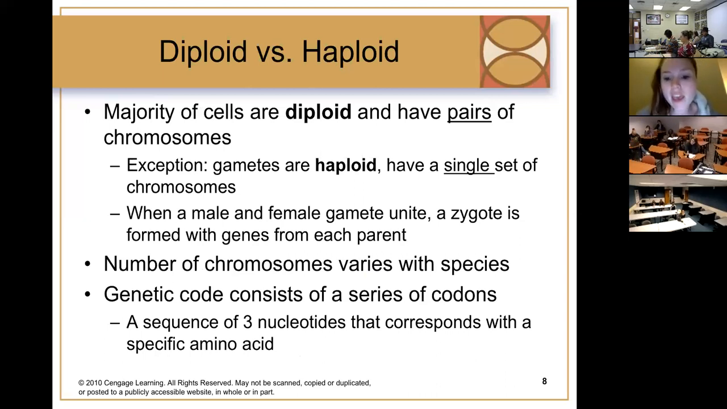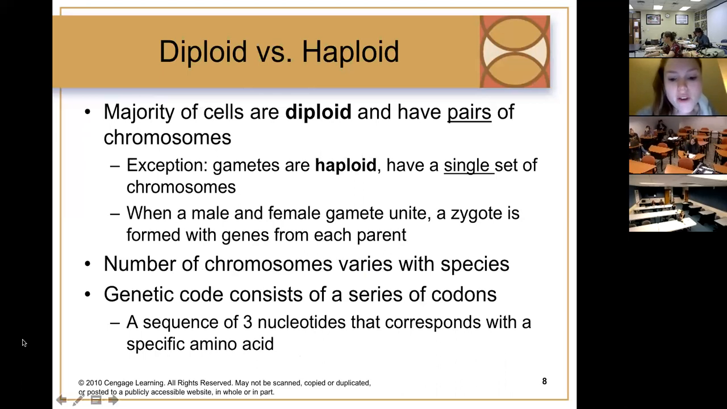So when a male and female gamete unite, a zygote is formed, and that zygote will carry genes from each parent. They'll have one set of chromosomes in each one, and then that'll come together, and the zygote or fetus will have a pair of chromosomes, one from the mother and one from the father. So that's how that works. The number of chromosomes that we have varies with species. Different species have a lot of different numbers. I'm not going to go into how many each species has or expect you to know that, but just know that it does vary with species.